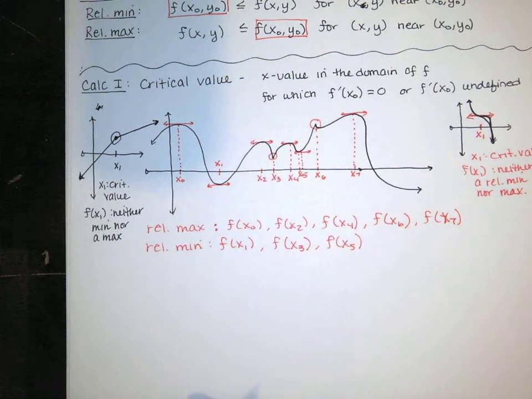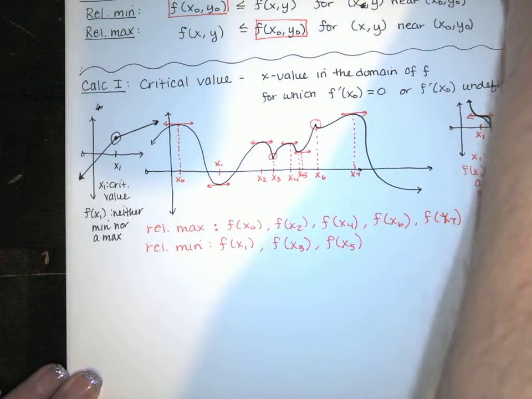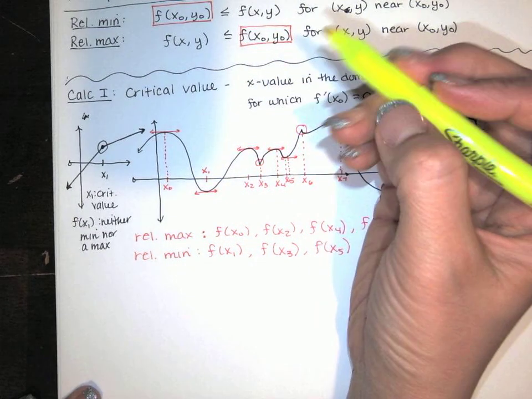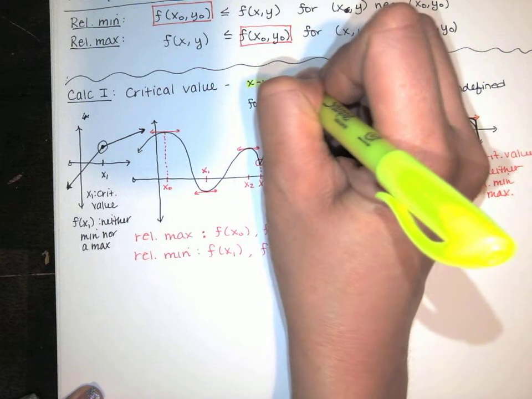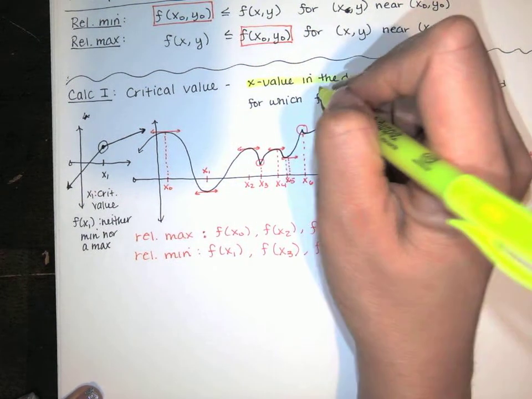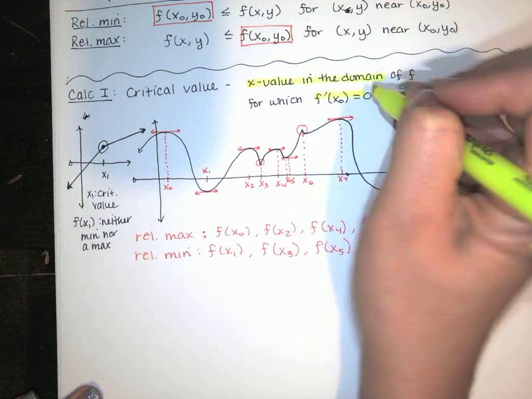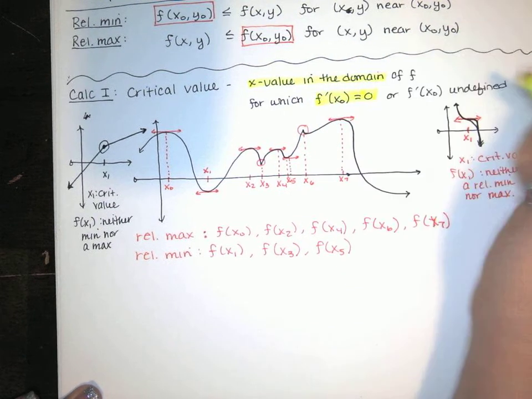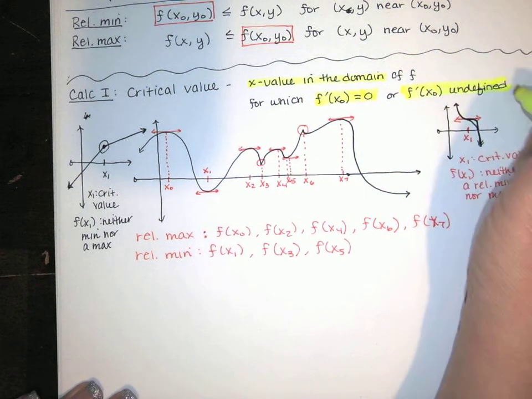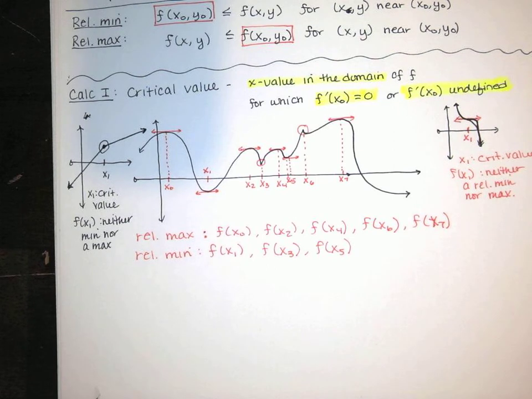Okay. But let's remember the definition from Calculus 1. Critical values. These are potential locations of relative mins and maxes. These are x values in the domain, and the domain is very important. That's critical. It was an unintentional pun. And we need f prime to equal 0 or f prime to be undefined.